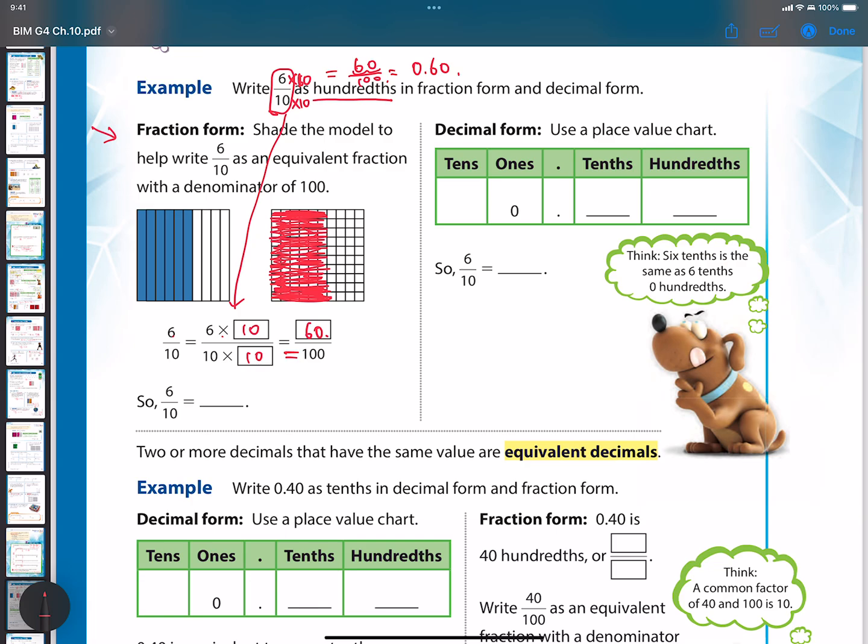So 6/10 is equal to 60 hundredths. And in decimal form, use the place value chart. So we have 6 in the tenths place and 0 in the hundredths place. So this is going to be 0.60. That's what we did up there already. 0.60 is equal to 0.6. Think of 6/10 as the same as 6 tenths and 0 hundredths.